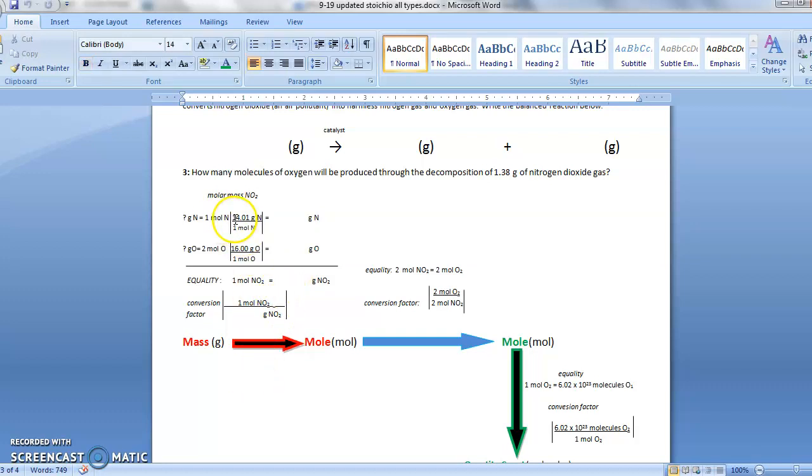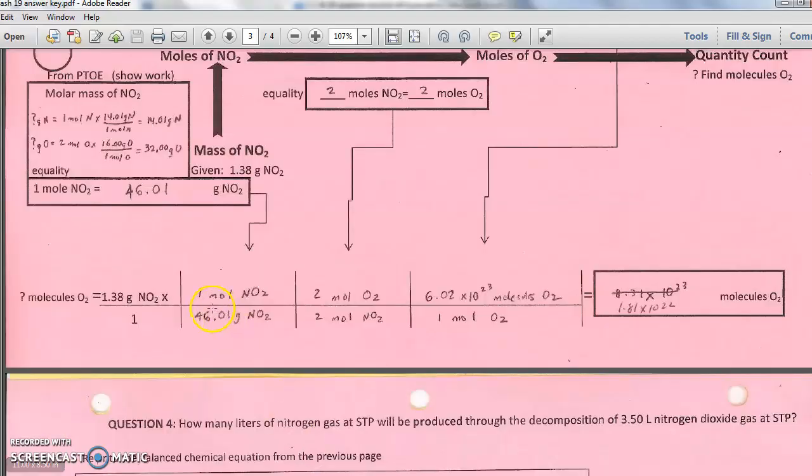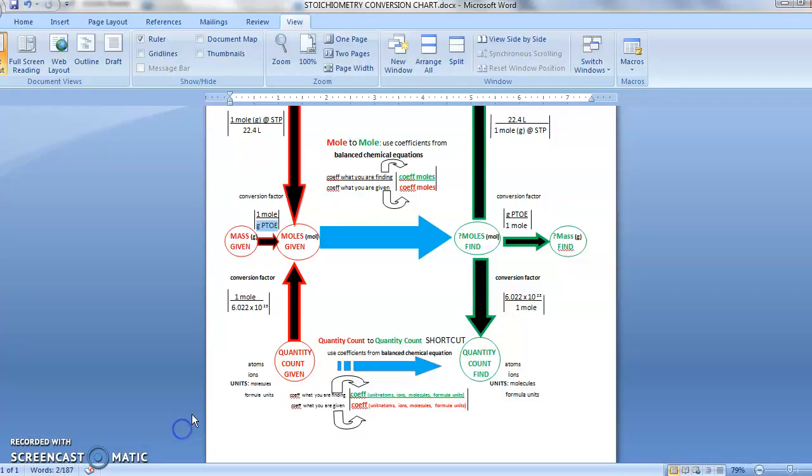There's 1 mole of N at 14.01. There's 2 moles of oxygen at 16 each, so we'd write 32 here, 14.01 here, add them up, 46.01, and that would go on the bottom. Right here, our first conversion, the 46.01 should be on the bottom, as they've done here. So now where are we? We want to go mole to mole.